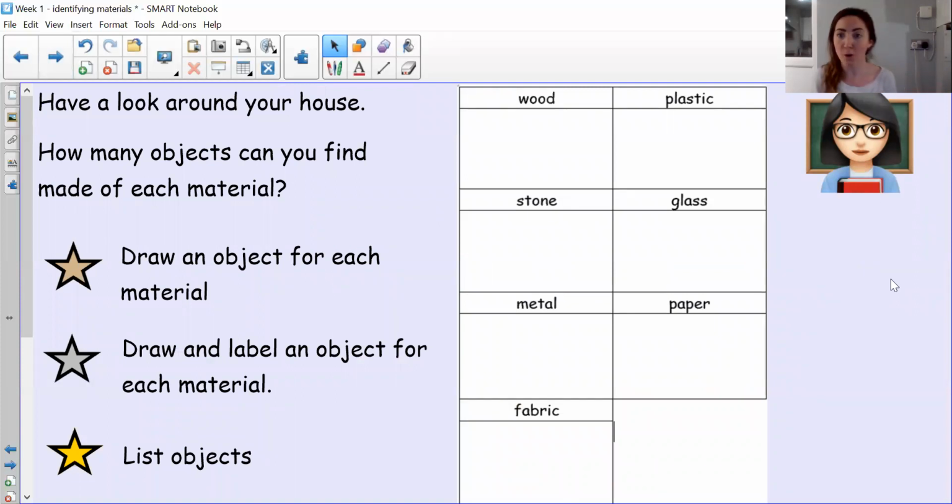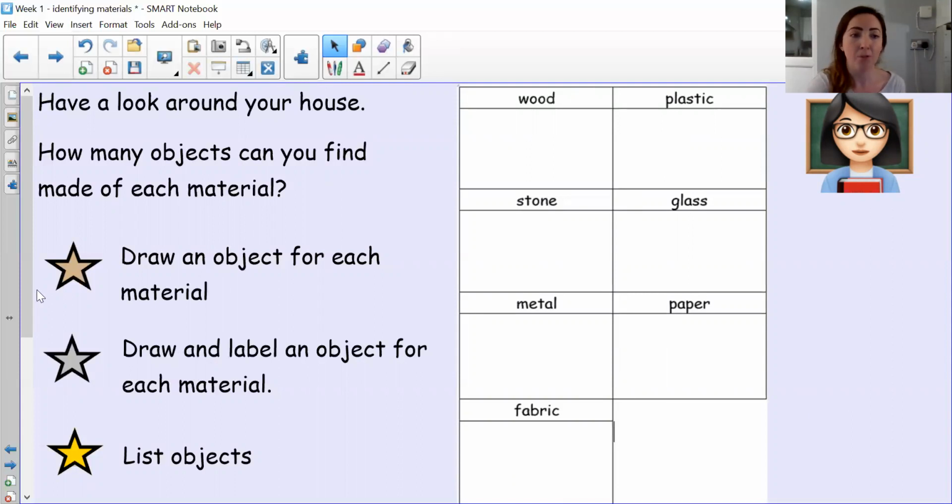Now, time for your challenge, your activity. So your challenge is to have a look around your house and see how many objects you can find made of each material. So each of these materials on the screen here: wood, plastic, stone, glass, metal, paper, fabric. How many objects can you find made of each of those?